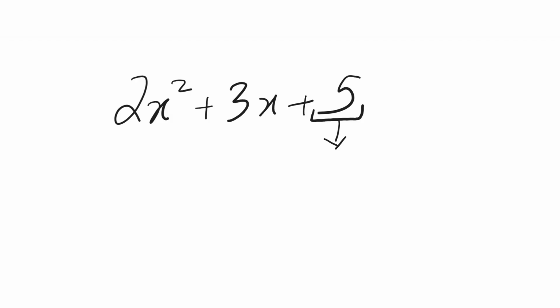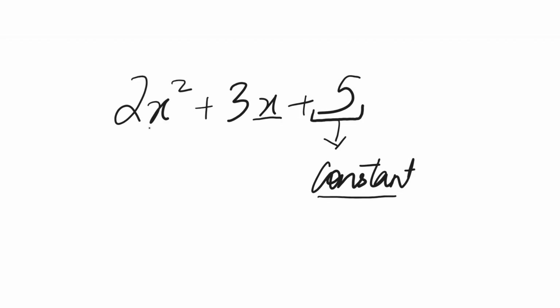5 is a constant. It's a number and it's called a constant. The reason it's called a constant is because it doesn't really have anything next to it. When I say anything, I mean a variable. It doesn't have a variable next to it, hence it's just there all alone. We call it a constant.